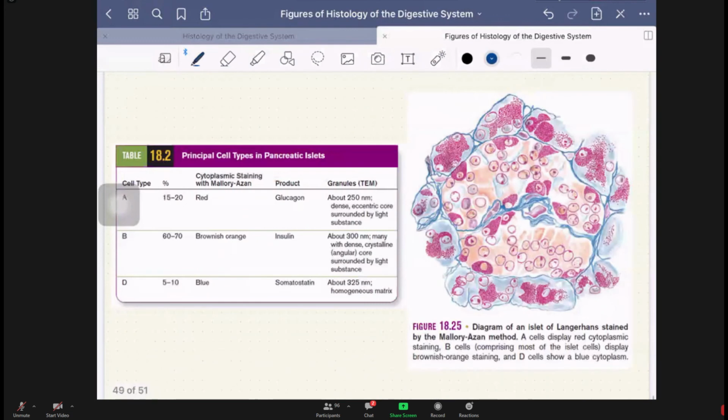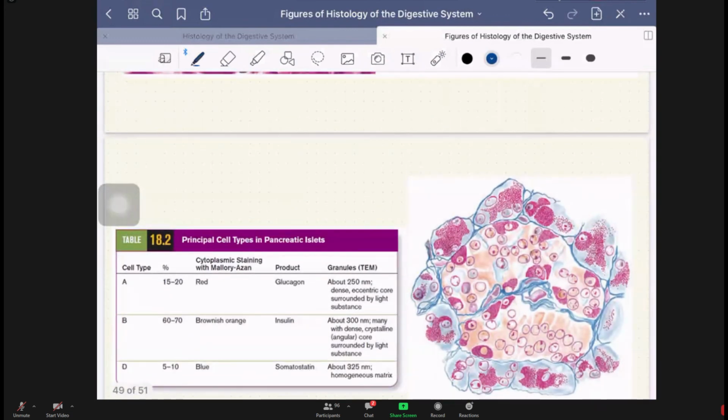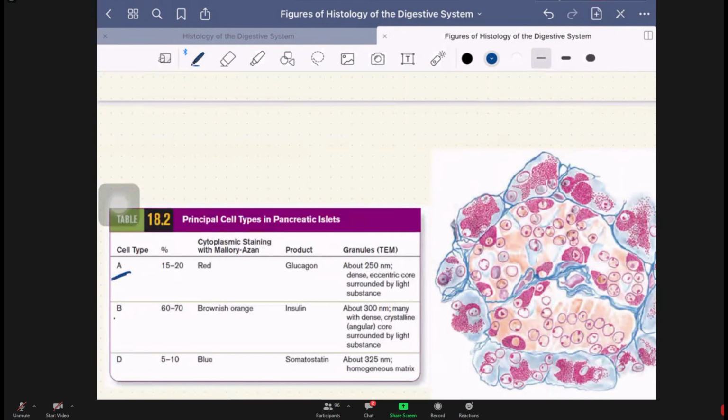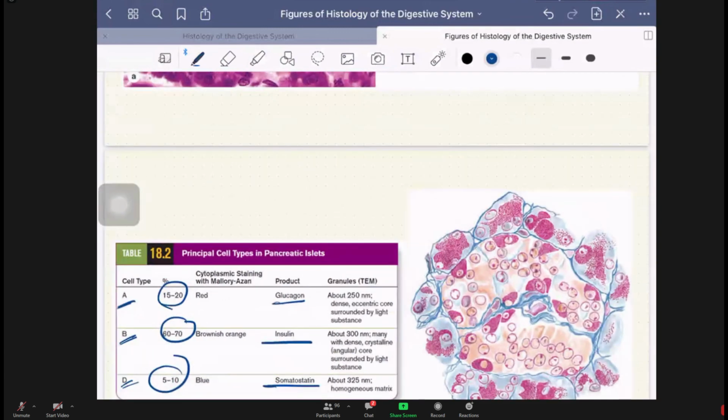Now, one important thing is that there are different types of cells present in the islets of Langerhans. You will have to remember the types of cells, their percentage, and their secretion. So A cells secrete glucagon. B cells, the most important, 60 to 70%, secrete insulin. And 5 to 10% cells are D cells, and they secrete somatostatin. This color code is not that necessary. The cell type, percentage, and their secretion is important.